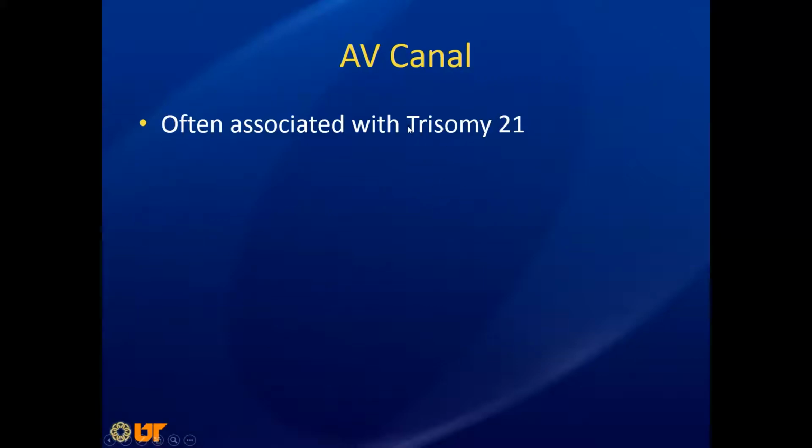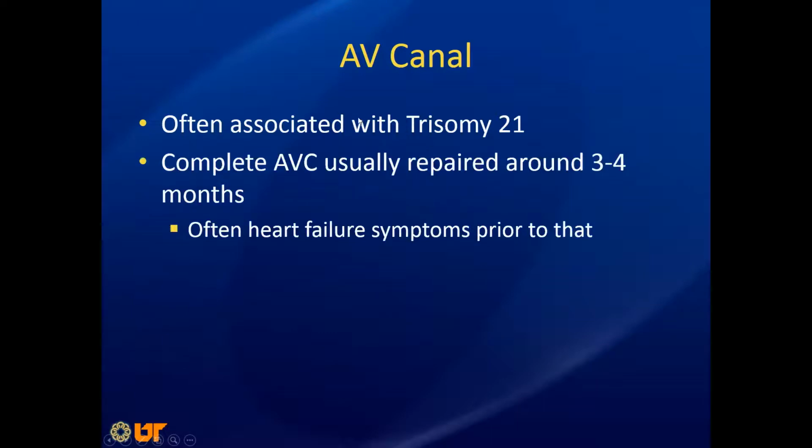If you have Down syndrome or trisomy 21, you have about a 40% chance of having an AV canal. And interestingly, the vice versa is also true. So if you have a canal, you have about a 40% chance of having trisomy 21. This is usually repaired around 3 to 4, sometimes up to 6 months of age. They can often present with heart failure symptoms prior to that and need either Lasix or afterload reduction.